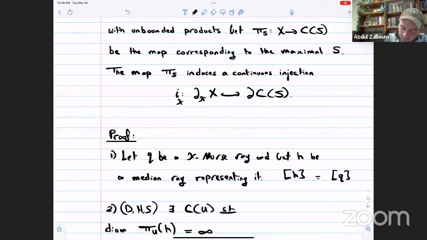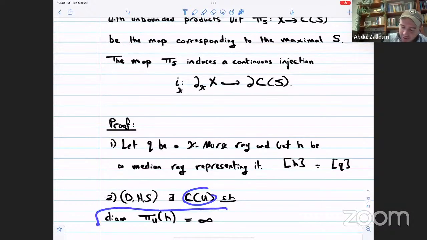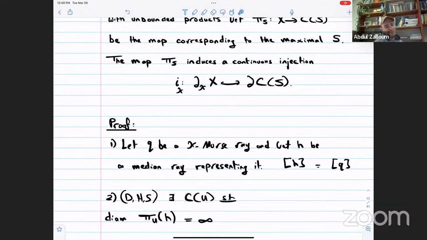Now there's a theorem due to Durham, Hagen, and Sisto where they prove that for any median ray H in an HHS, there exists precisely one hyperbolic space where H has an infinite projection to it. There exists some domain, some hyperbolic space, where H projects to an infinite diameter set.